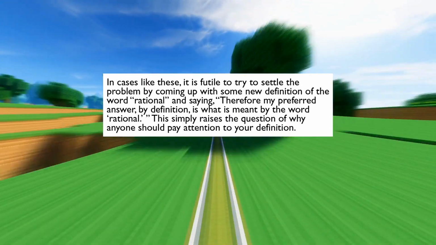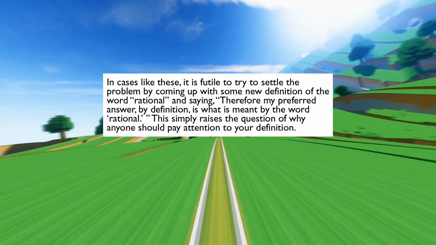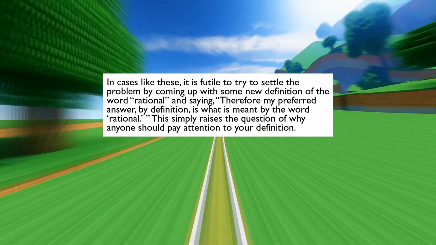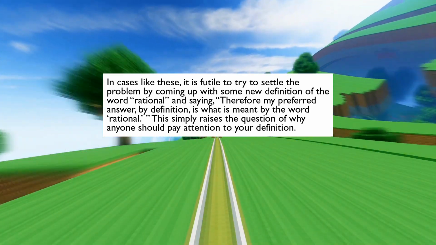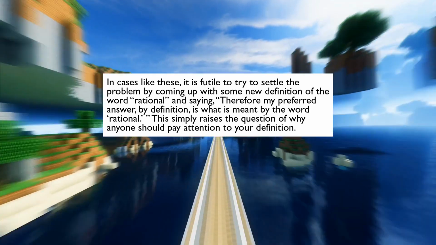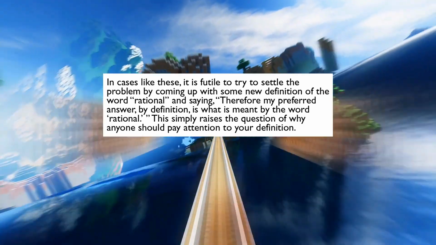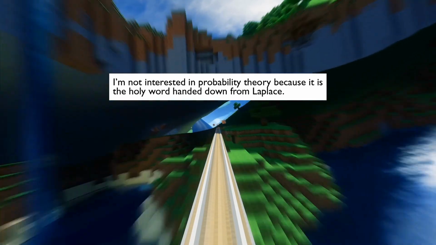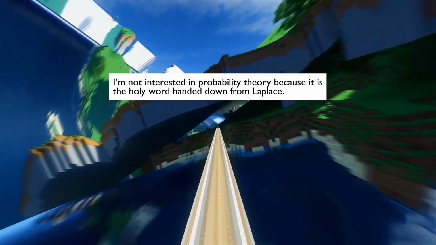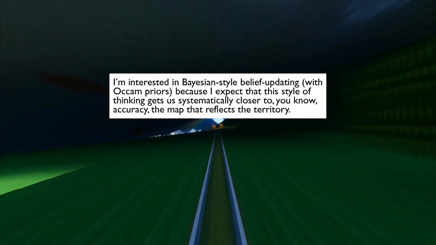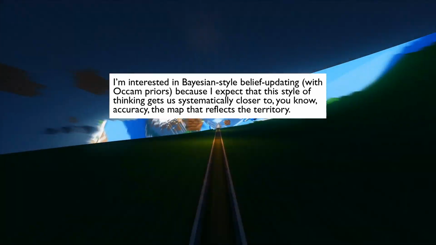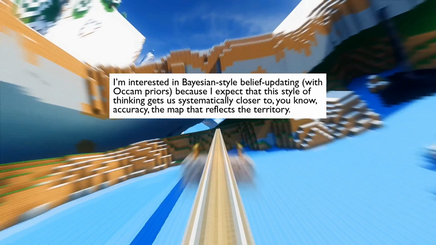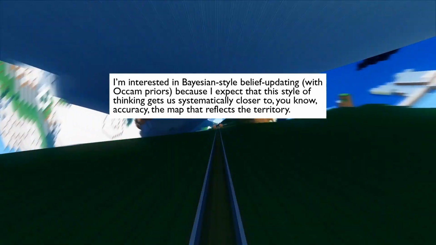In cases like these, it is futile to try to settle the problem by coming up with some new definition of the word rational and saying, therefore my preferred answer, by definition, is what is meant by the word rational. This simply raises the question of why anyone should pay attention to your definition. I'm not interested in probability theory because it is the holy word handed down from Laplace. I'm interested in Bayesian-style belief updating, with Occam priors, because I expect that this style of thinking gets us systematically closer to accuracy, the map that reflects the territory.